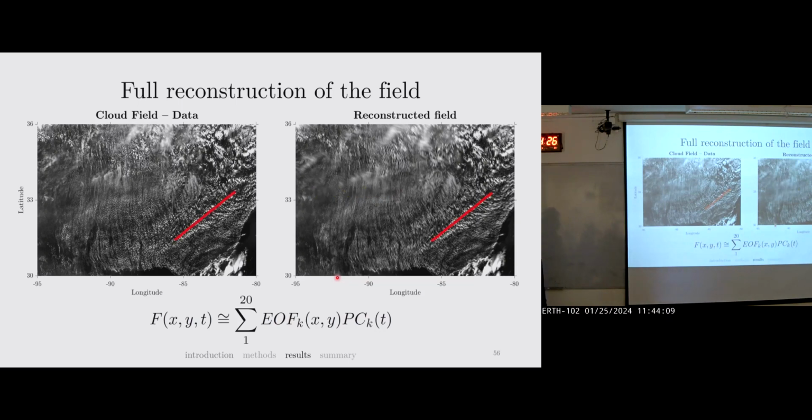We decided to focus on this red section, which is orthogonal to the cloud streets. It's 1,000 kilometers, and we wanted to examine the diurnal evolution of the field as it's advected throughout this red cross-section.